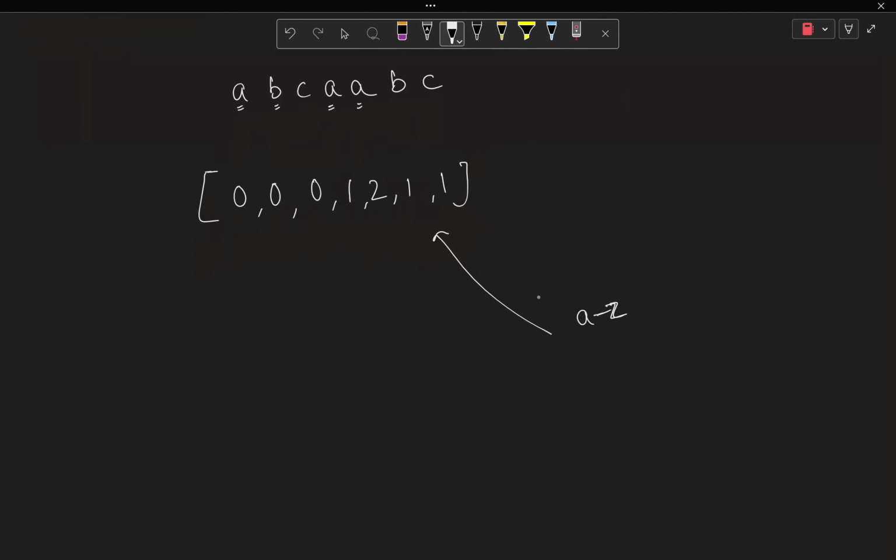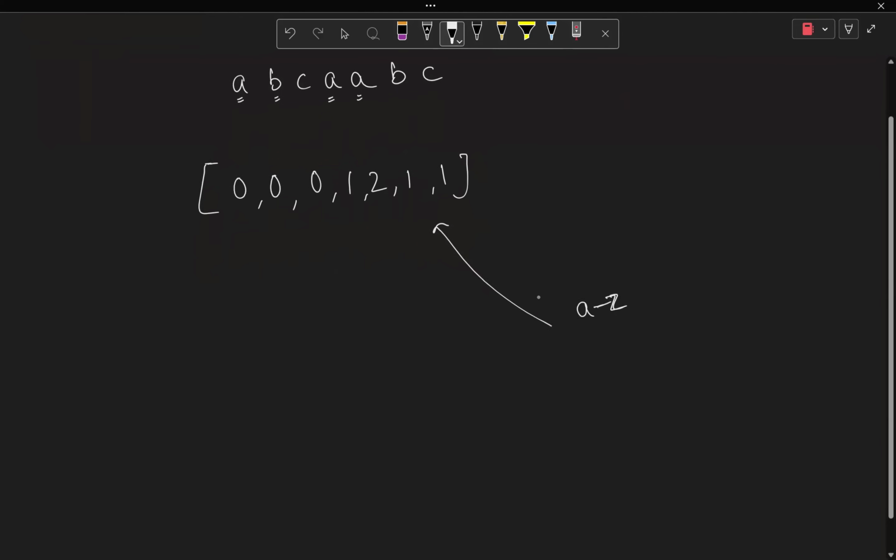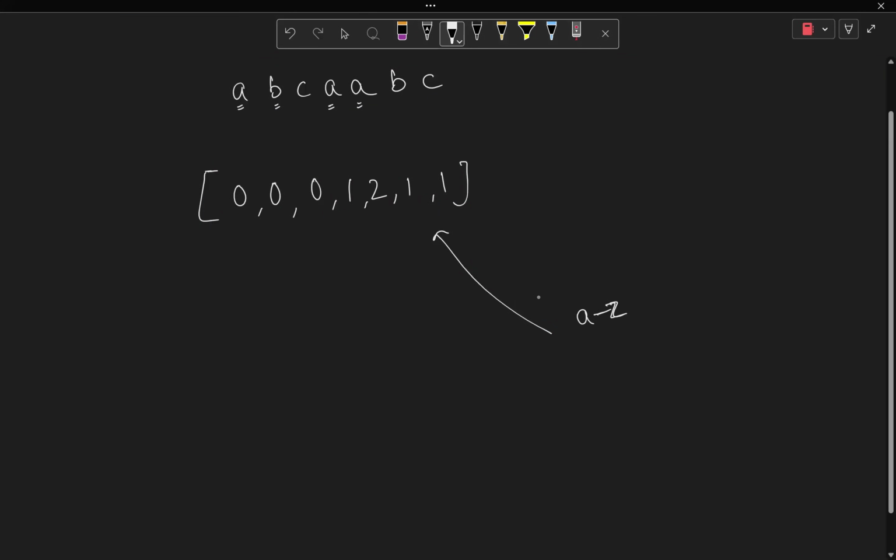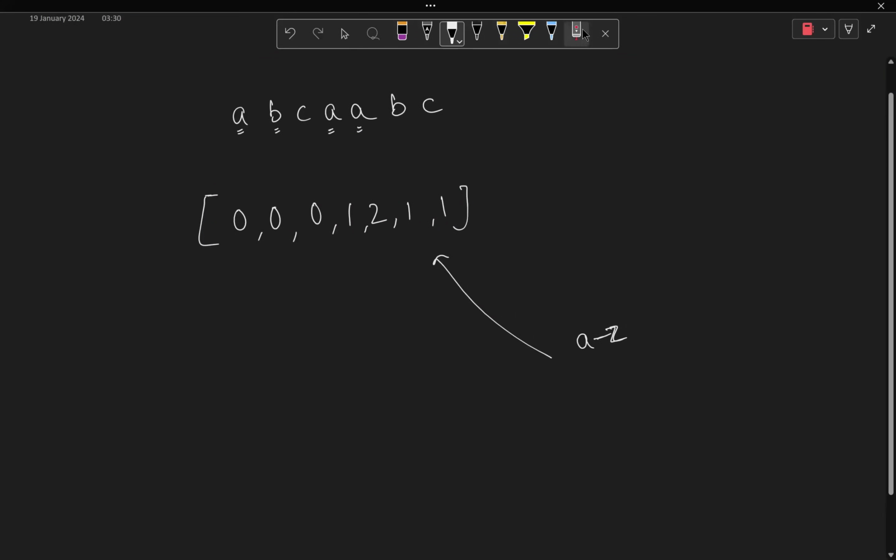Can you explain to me this trace, like how this trace is written for a, b, c, a, b, c? Okay.